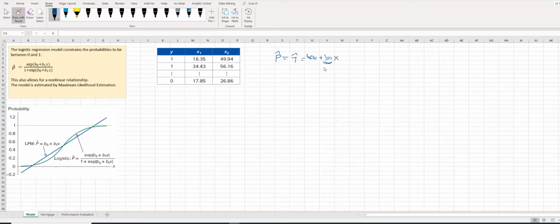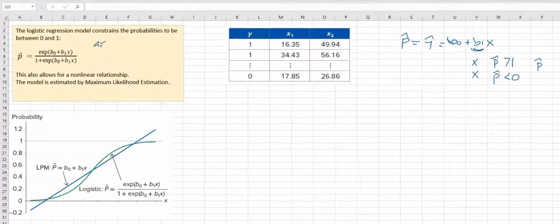And we know that for some values of x, P hat is greater than 1, and for some values of x, P hat is less than 0. Therefore, predicted probability can be outside of the 0-1 interval. For meaningful analysis, we would like a nonlinear specification that constrains the predicted probability between 0 and 1. Now consider the logistic regression.